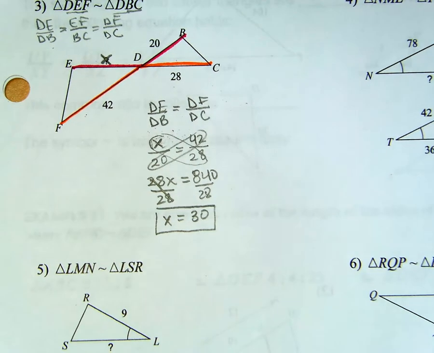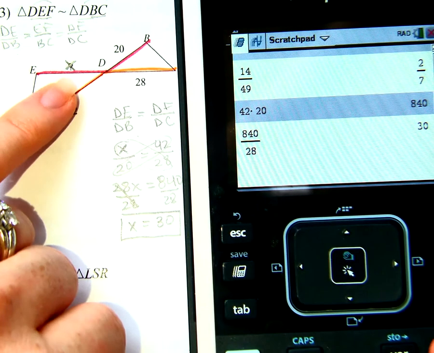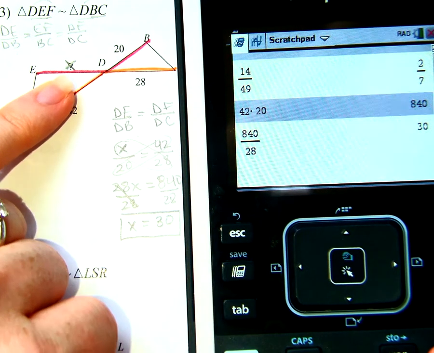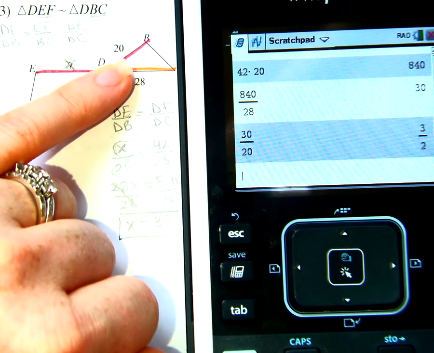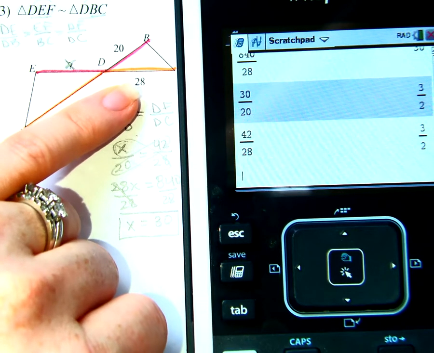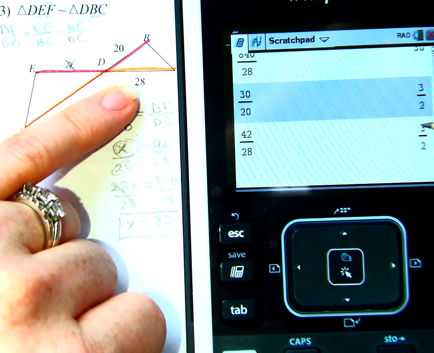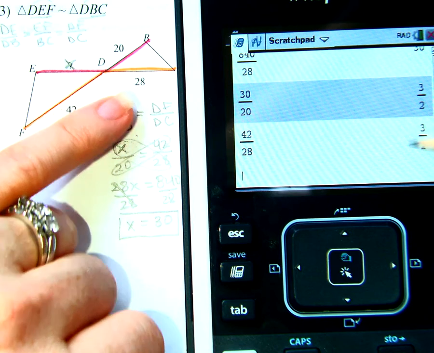And then I can check that. So I'm just going to go back to my proportional relationship here and say 30 is to 20 as 42 is to 28. And you can see I've got 3 halves and 3 halves, so they have the same scale factor.